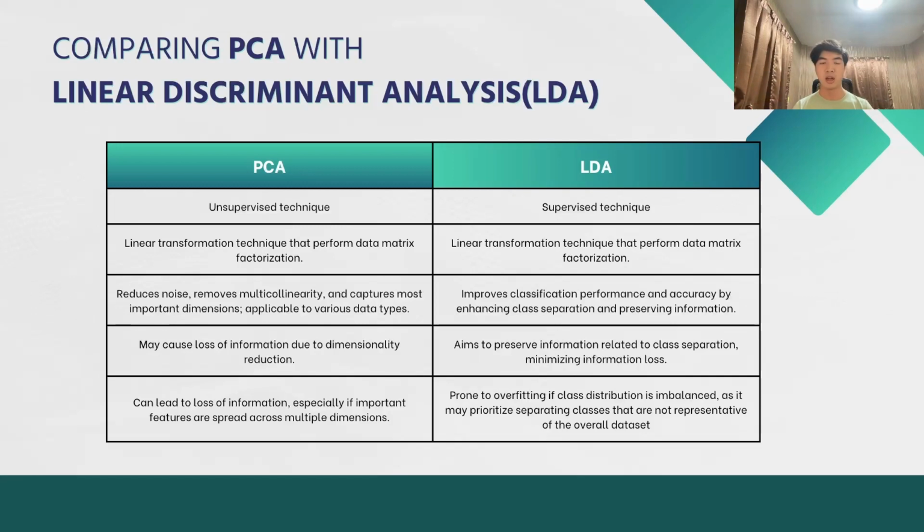PCA may cause loss of information due to dimensionality reduction. LDA aims to preserve information related to class separation, minimizing information loss. PCA can lead to loss of information, especially if important features are spread across multiple dimensions. LDA is prone to overfitting if class distribution is imbalanced, as it may prioritize separating classes that are not representative of the overall dataset.